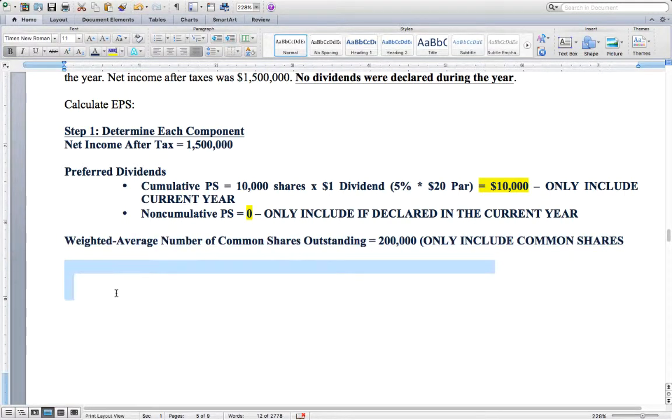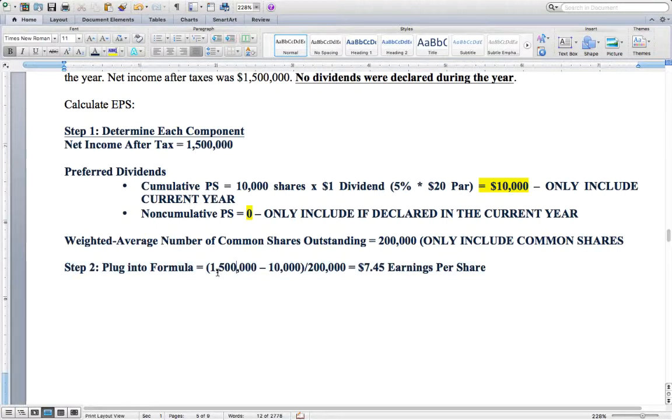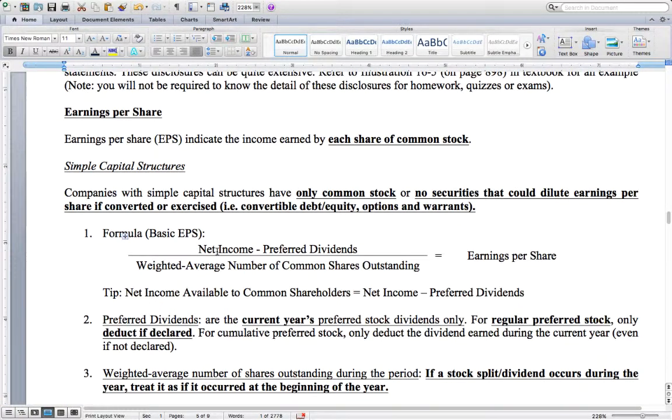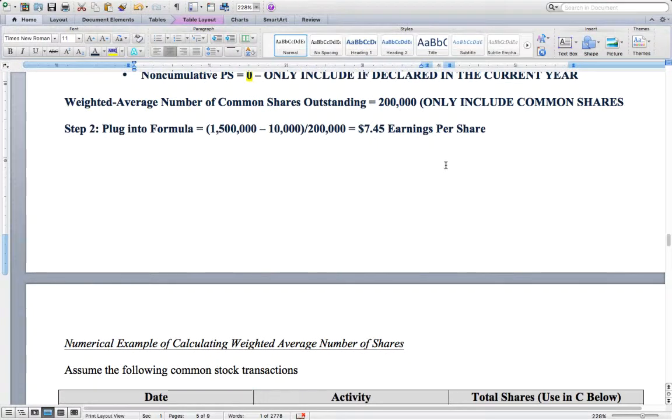The next step is to plug this all into the formula. We know that we have $1.5 million in net income after tax. We're going to subtract $10,000 in the cumulative preferred stock dividends, and then we're going to divide it by 200,000 shares. So as you can see up above in the formula, it's 1.5 million minus the 10,000 divided by the 200,000. And this gives you an earnings per share of $7.45.